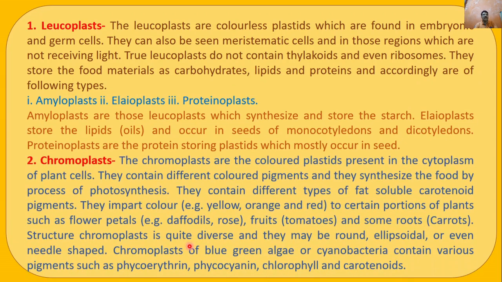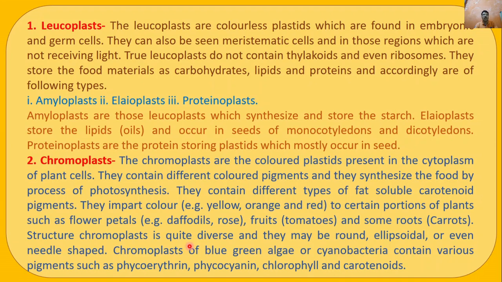Now the next type of plastid is known as chromoplast. Chromo is associated with color, so these are nothing but the colored plastids. As we have seen, leucoplasts are colorless plastids, but chromoplasts are colored plastids.